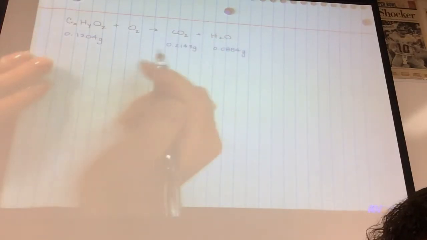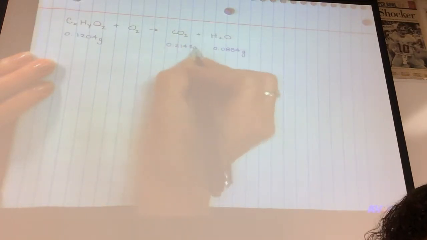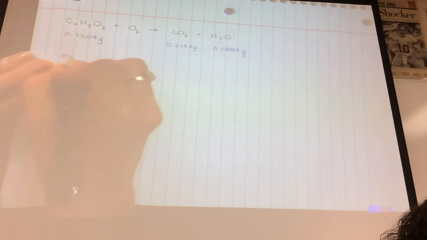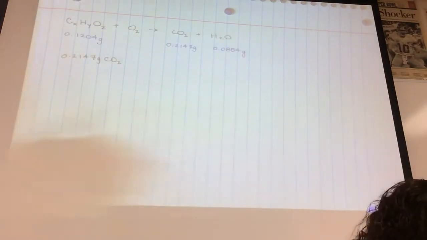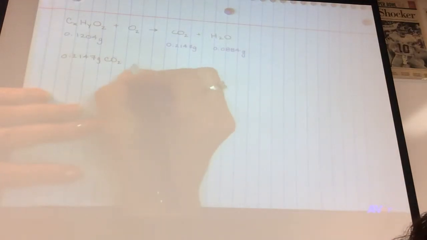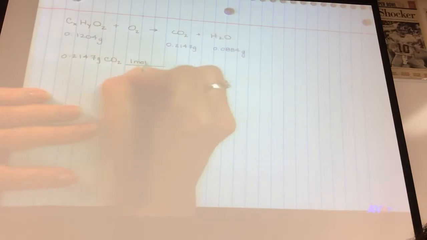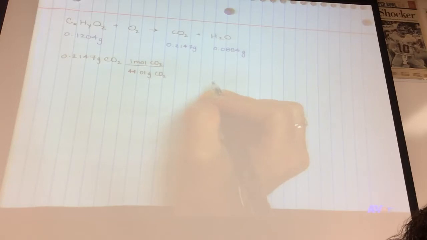What we're going to do is use the mass of the carbon dioxide and, in a multi-step process, determine the percent of carbon. So what I'm looking at here is 1 mole of CO2 is equal to its mass in grams off the periodic table, so the molecular mass of CO2 there.